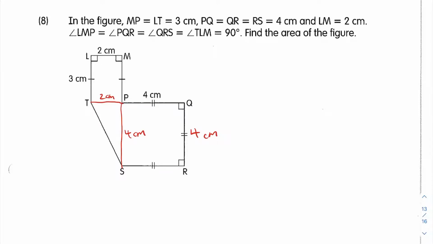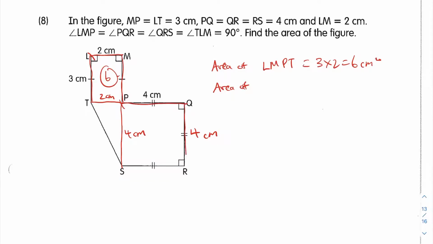So to find the area, we are going to start with area of LMPT, this rectangle here, which would be 3 times 2, which is 6 cm square. So this is 6. Next, we are going to go to area of PQRS. So PQRS would be 4 times 4, which should be 16 square centimeters. So this is 16.